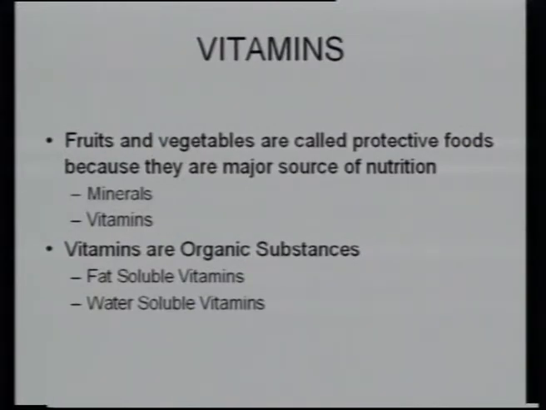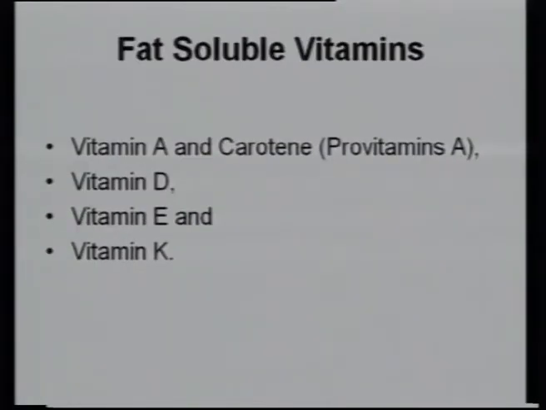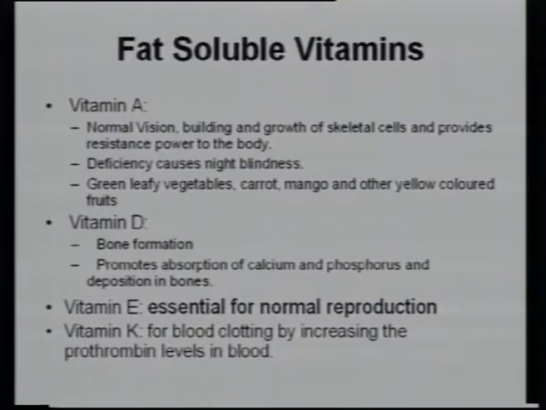The other important constituents are the vitamins. This is particularly important for fruit and vegetables, because when we say fruit and vegetables are called protective foods, it is because of the vitamins and minerals. And particularly for our course, minerals and vitamins are more important than sugars, because lipids are very less present in fruits and vegetables. Now vitamins are organic substances, and we group them into fat soluble vitamins and water soluble vitamins. The fat soluble vitamins are 4 main vitamins: vitamin A, vitamin D, vitamin E and vitamin K.